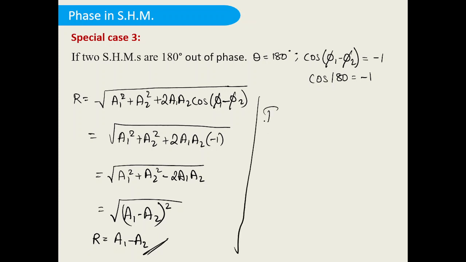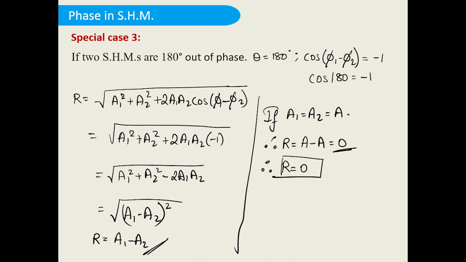Now moreover, if a1 is equal to a2 and it is equal to a, what is the value of r then? R will be equal to a minus a, which is 0. Therefore, r is equal to 0 in the case where the two SHMs are out of phase and the amplitudes are the same. In that case, the resultant amplitude is 0. So this was all about the composition of two SHMs.